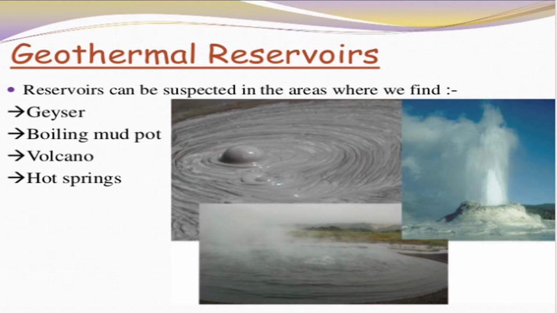After this, you get the idea of how many types of geothermal resource reservoirs we have. Geothermal energy we will get in many forms, especially four forms are very important. The first is the geysers, second is the boiling mud pot, third is the volcano, and fourth is the hot springs. Hot springs means hot water coming out with pressure, and where the mud is, the mud is boiling there, and the geysers are the hot waters coming out from there. So these are the areas, or the resources, where we get geothermal energy.